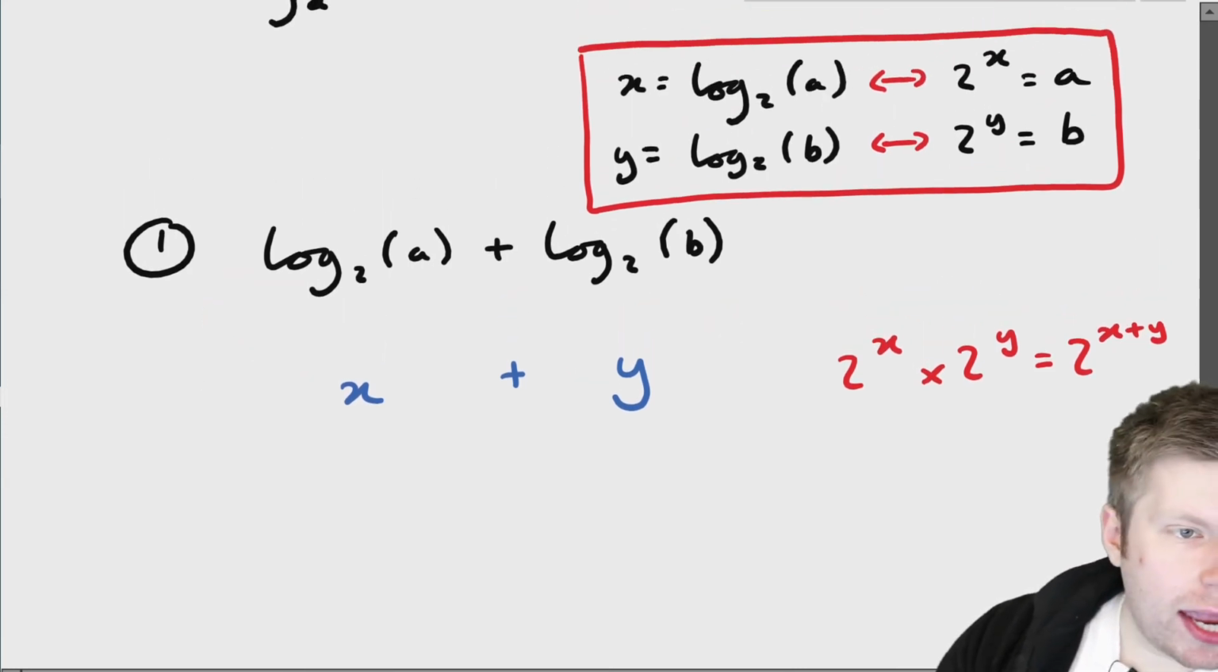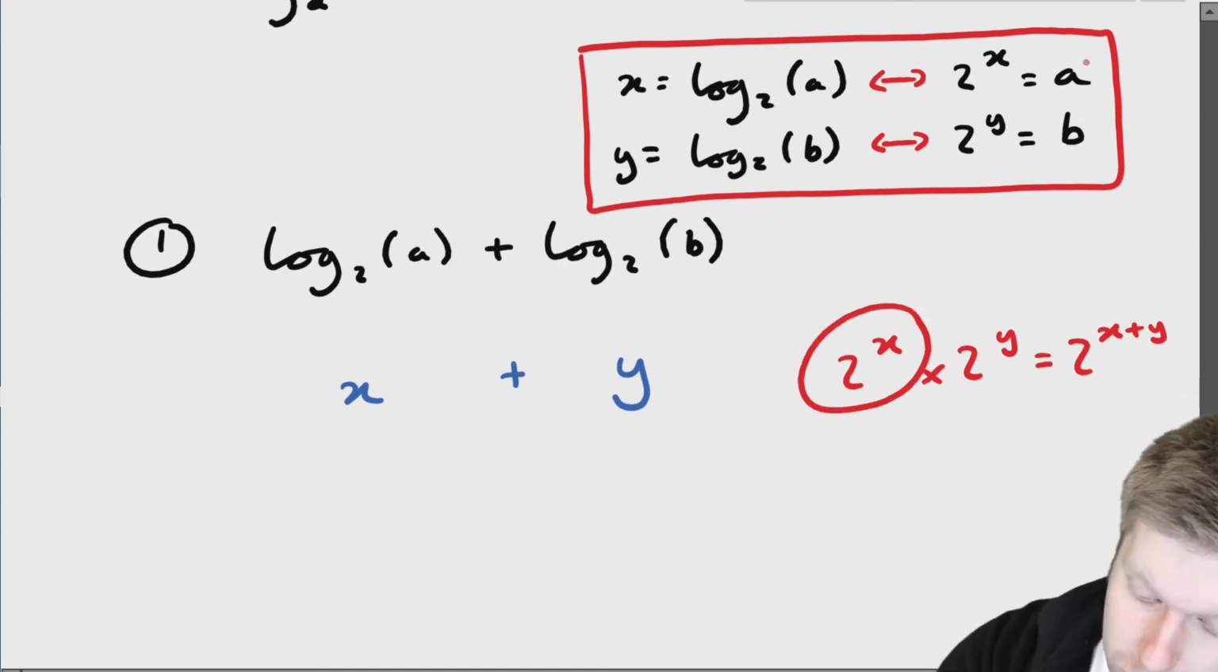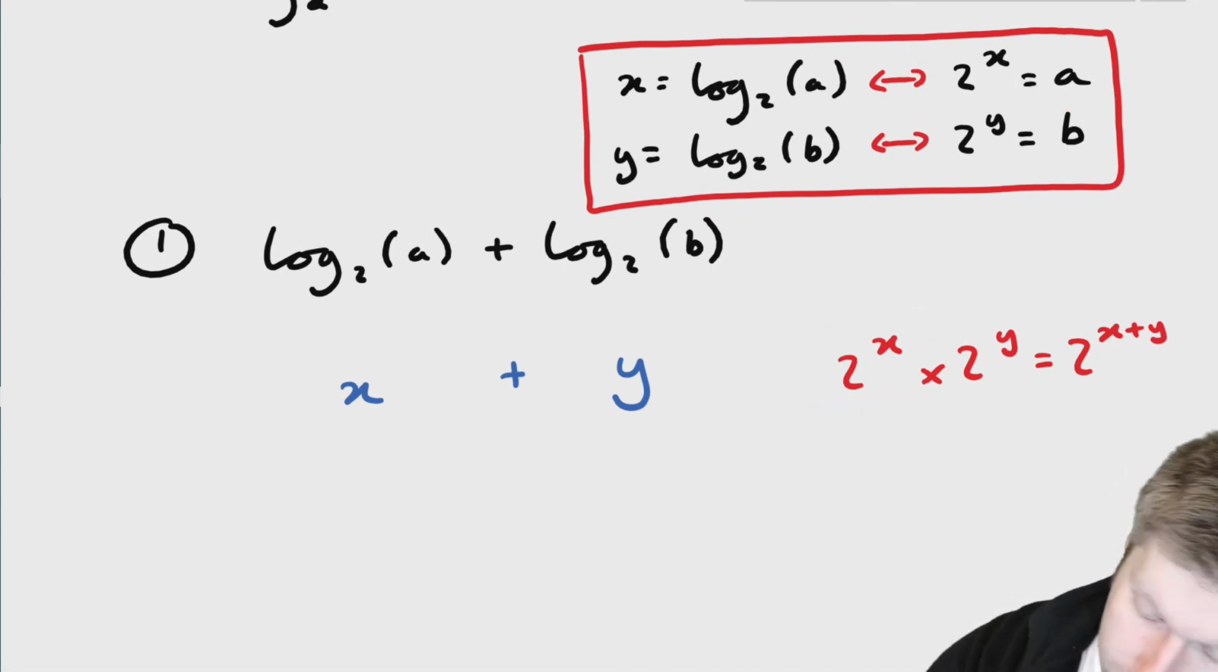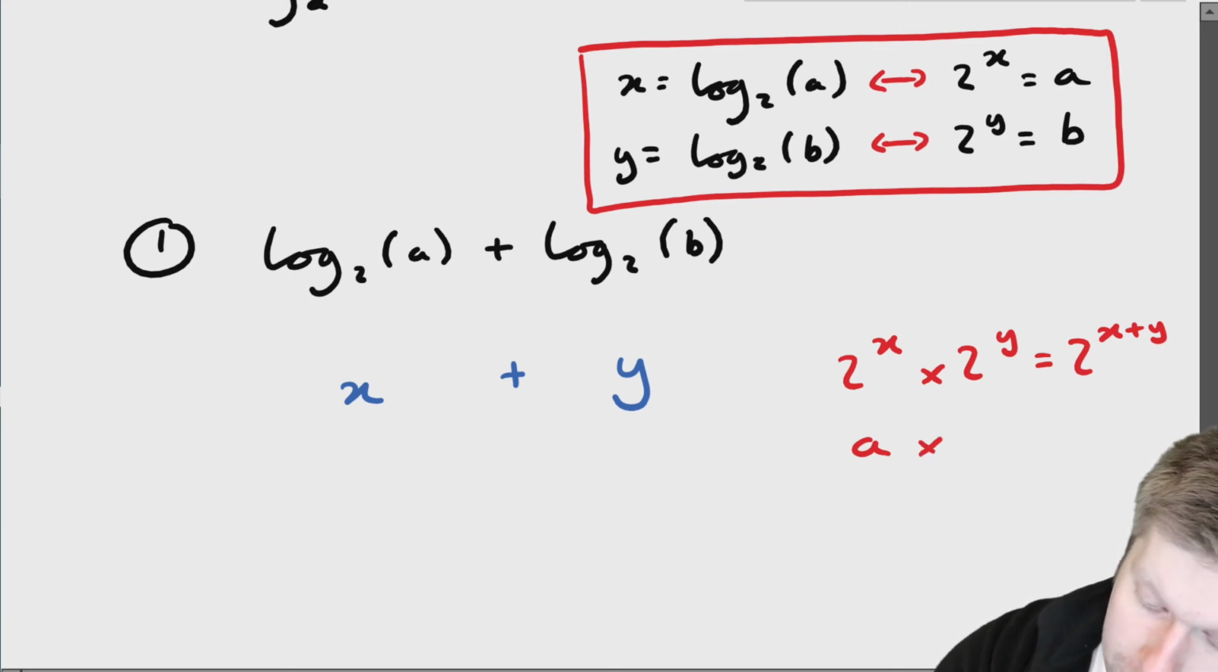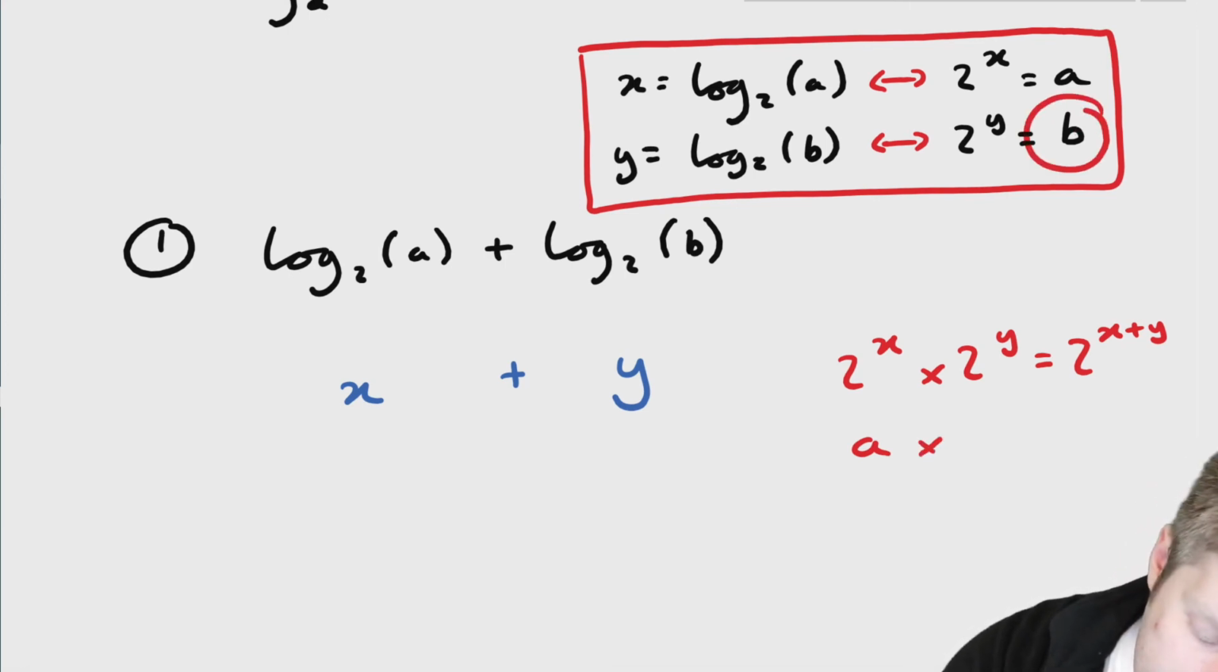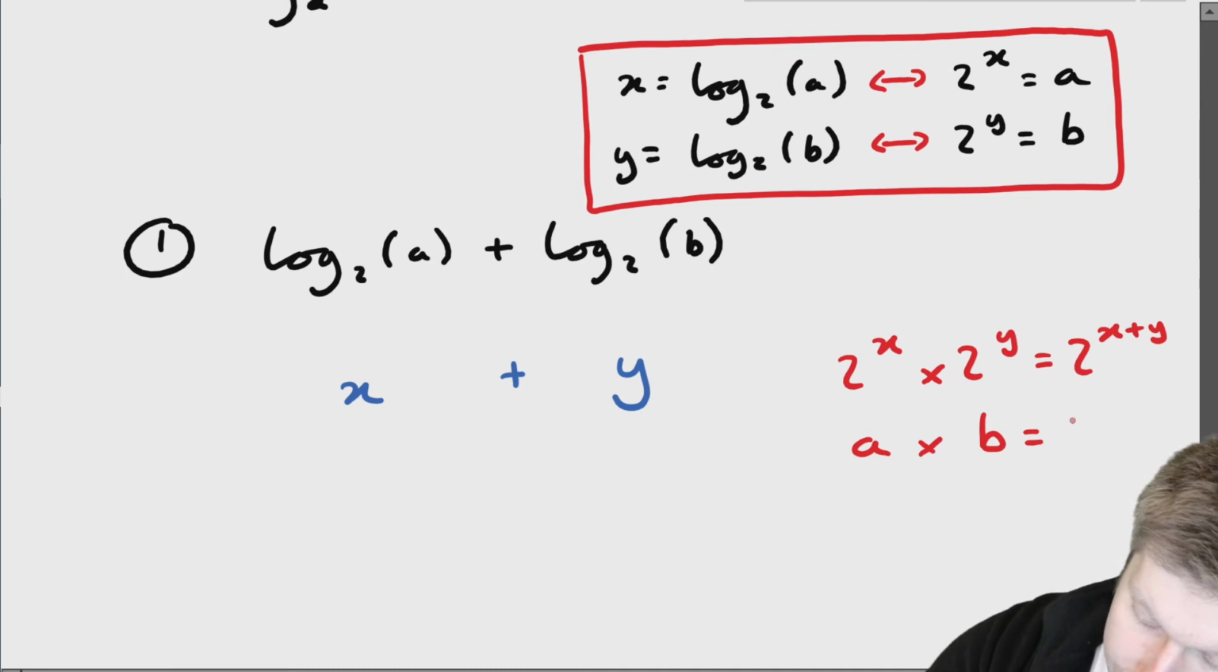So let's break this down, okay? I know that 2 to the power of x is just going to be a, okay? So 2 to the power of x is a. I'm going to times that by 2 to the power of y, which is going to be b, okay? So I'm going to times that by b, and that should be 2 to the power of x plus y.